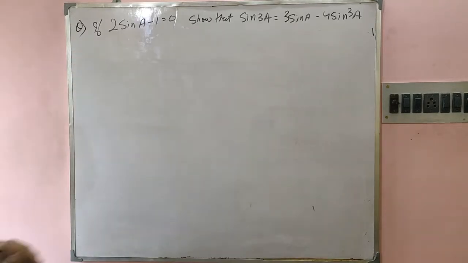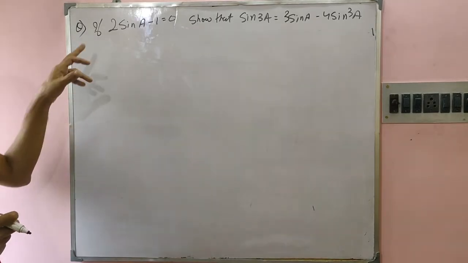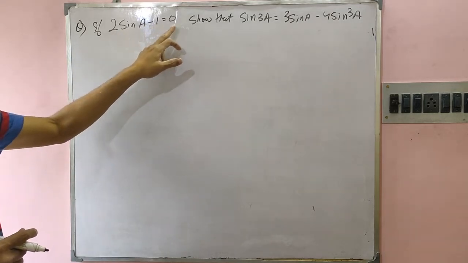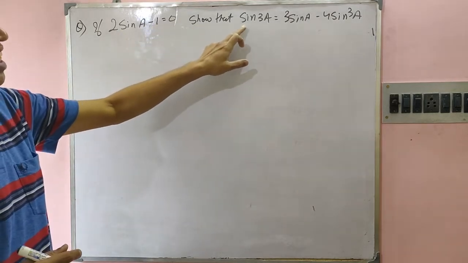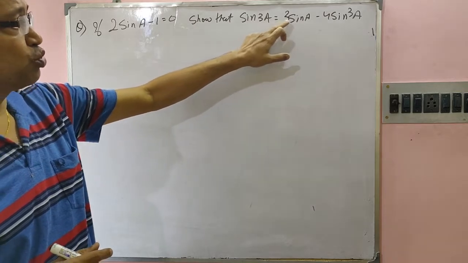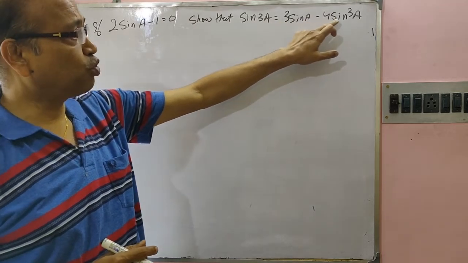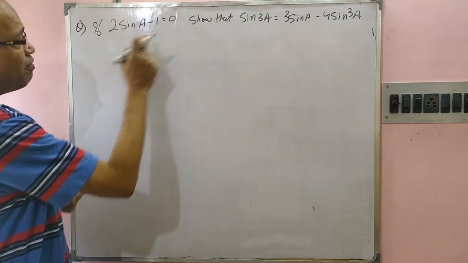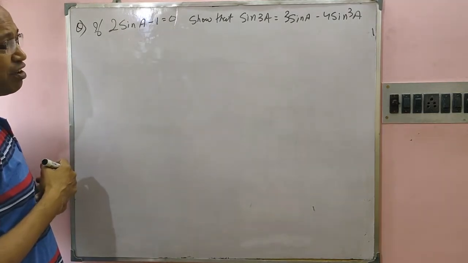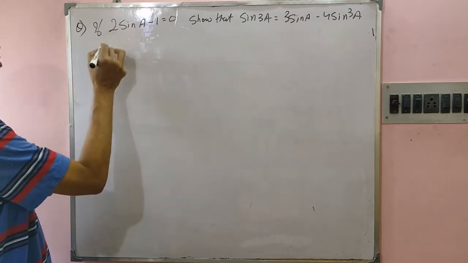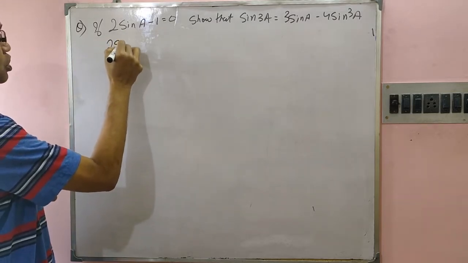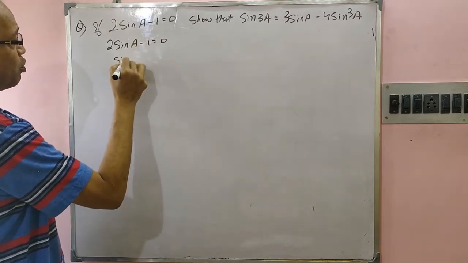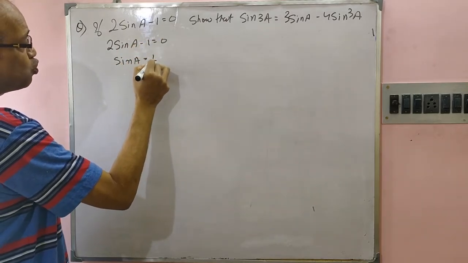This is another type of question where it is given that if 2 sine a minus 1 is equal to 0, show that sine 3a is equal to 3 sine a minus 4 sine cube a. How do we do this? First, from here, find the value of a. We know that 2 sine a minus 1 equals 0. Therefore, sine a is equal to half.